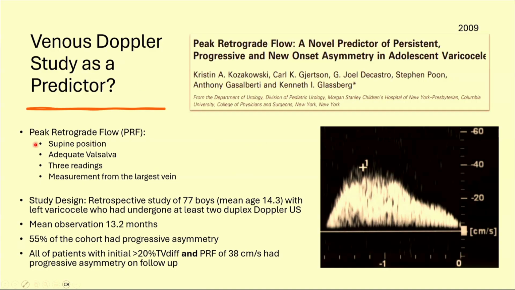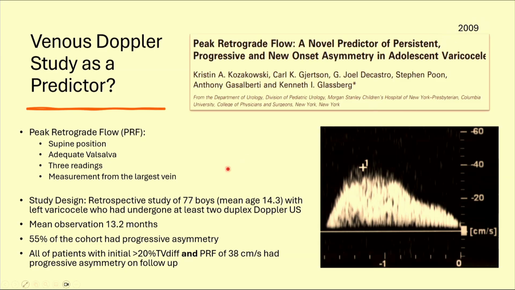So what he did, he actually measured the peak retrograde flow, which is conducted while the patient is in supine position. He generates adequate Valsalva, gets 3 readings from the largest vein, and then he measures that number. And what he found by the end of his study is that all of the patients who presented with 20% difference and a peak retrograde flow of 38 centimeters per second and higher had a progressive asymmetry on follow-up. And that has actually been true when this study got published in 2009.